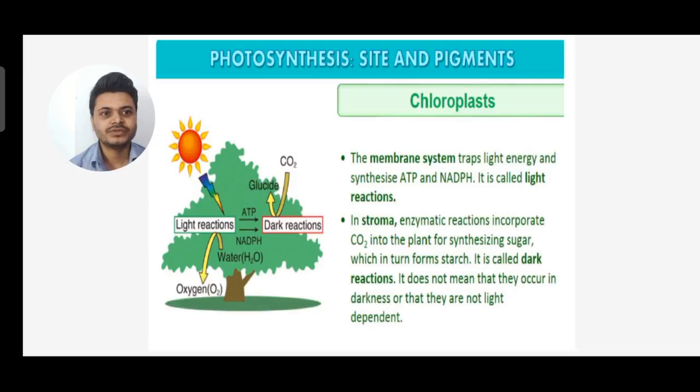In the stroma, enzymatic reactions incorporate carbon dioxide into plants for synthesizing sugar, which in turn forms starch. It is called dark reaction. It does not mean that they occur in darkness or that they are not light dependent. Dark reaction doesn't mean that it occurs at night time. So you can see the light reaction and dark reaction are shown.